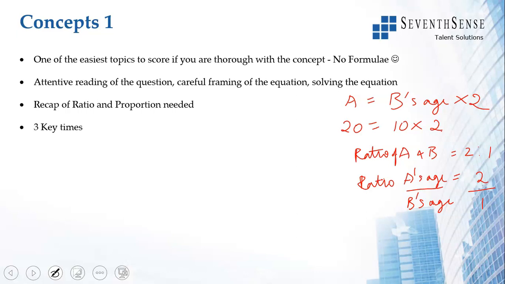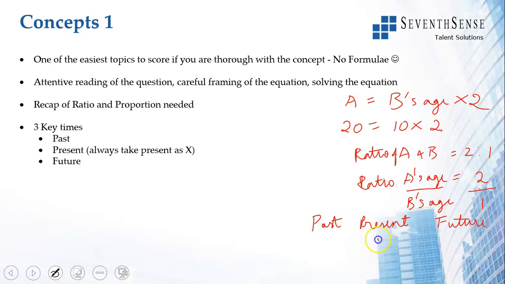Three key times. Whenever you get an ages question, you get three times: you get past, present, and future. Generally, we take the present as x. If the present is x, what would the past be? What would the future be?